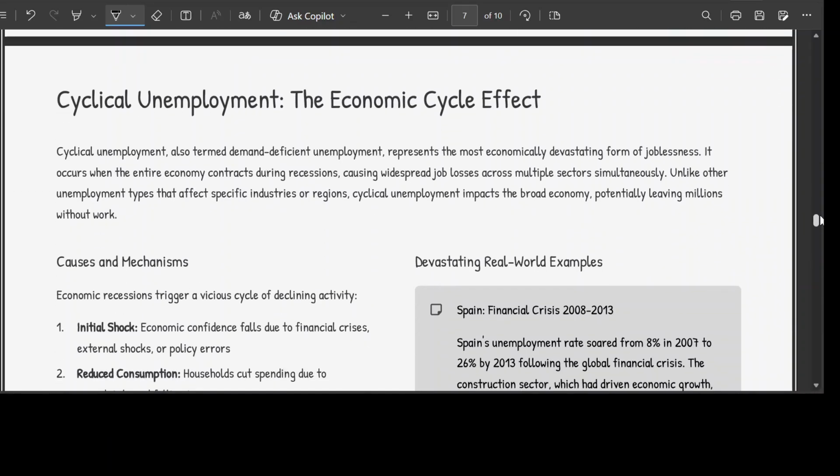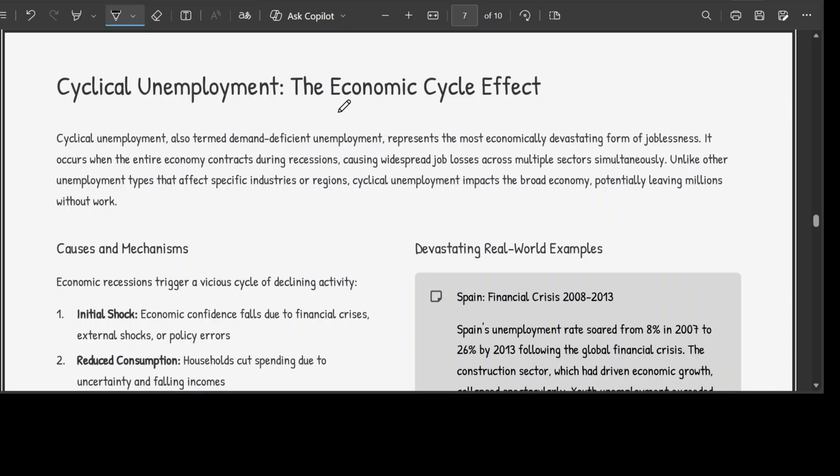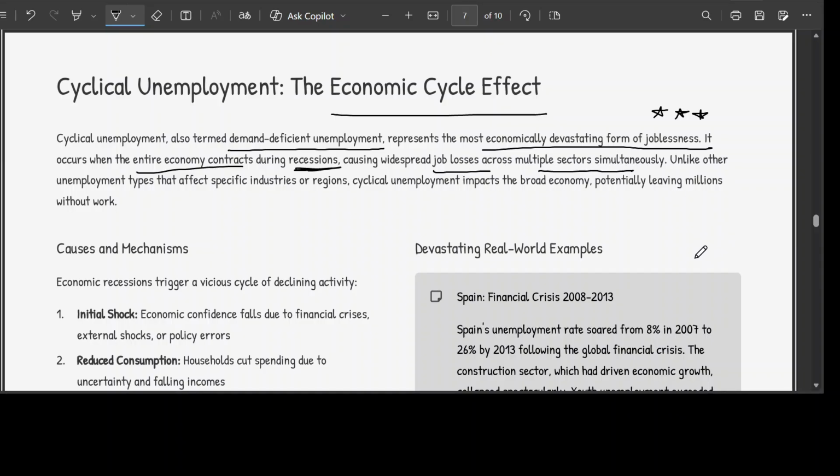And the last one is cyclical unemployment, which is because of economic cycle effects, also termed demand-deficient unemployment, which represents the most economically devastating form of joblessness. So this is very, very harmful for any economy. It occurs when the entire economy contracts during recessions, causing job loss across multiple sectors simultaneously.